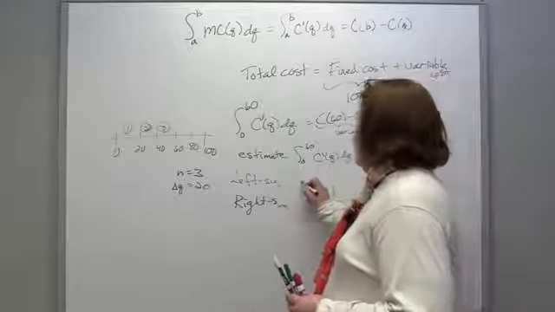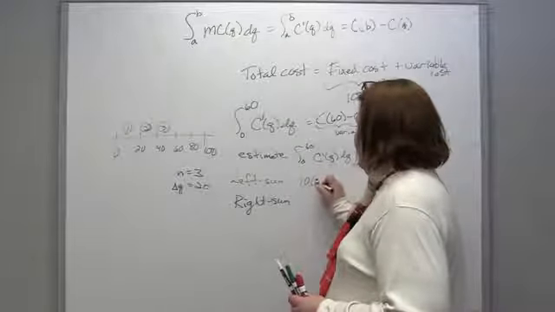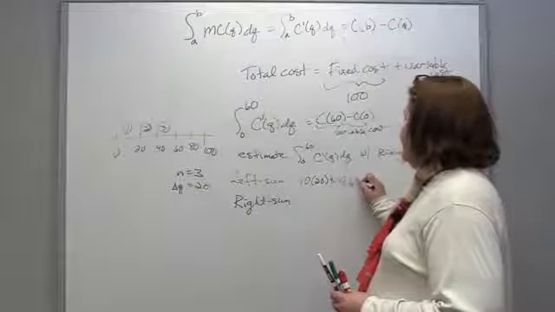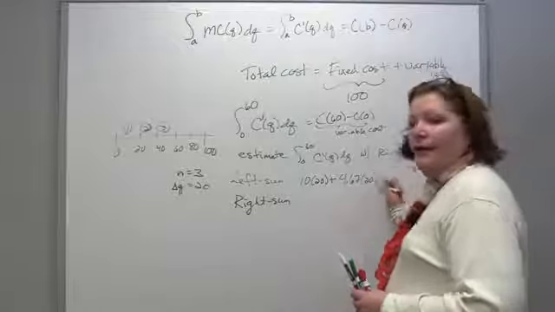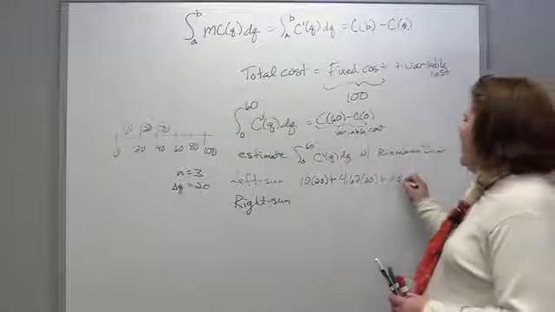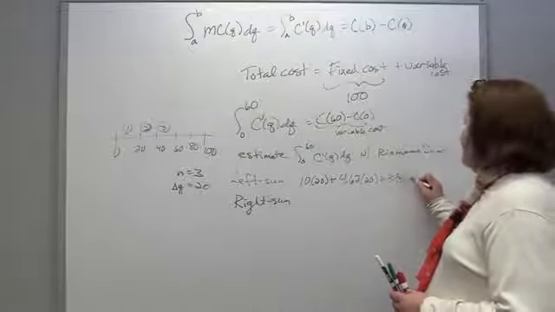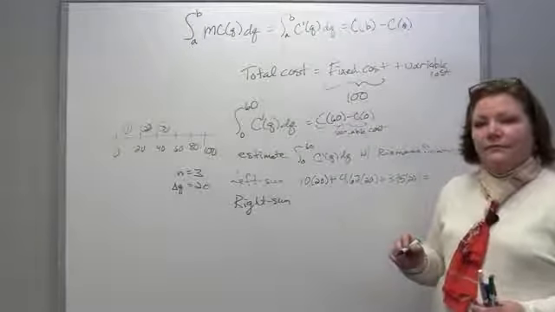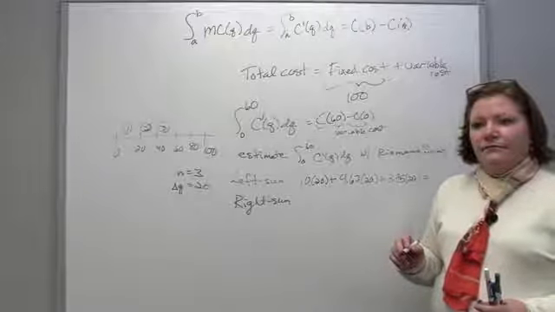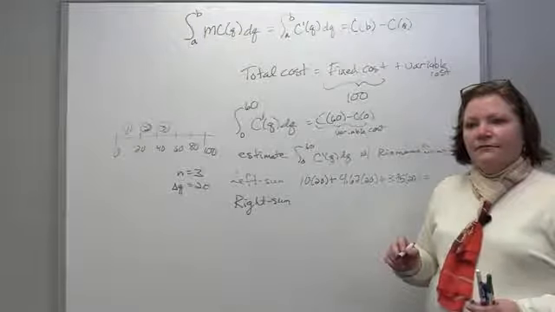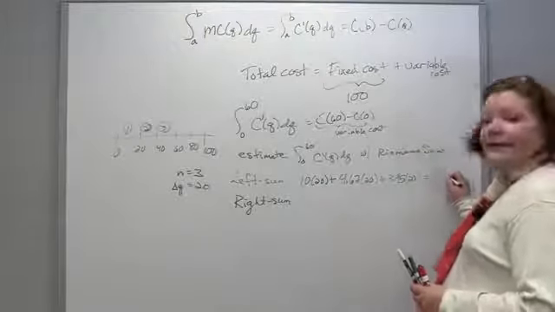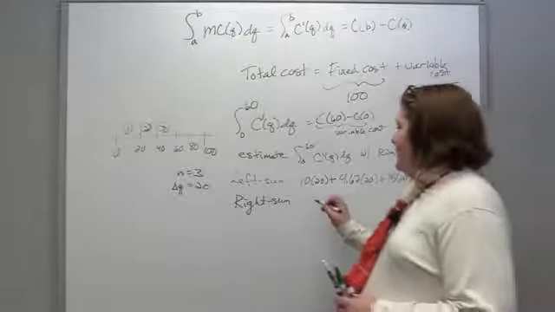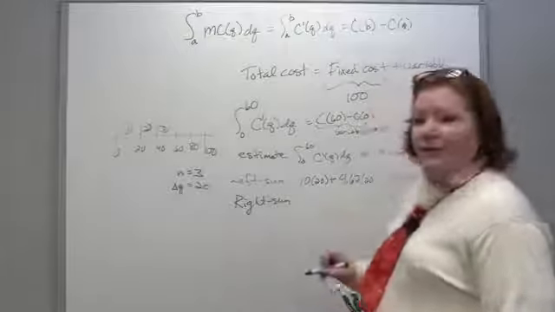So the left sum, the first rectangle, would be height 10, width 20. And then we have 4.67 times 20. And then we have 3.95 times 20. And we get that that equals 372.4.